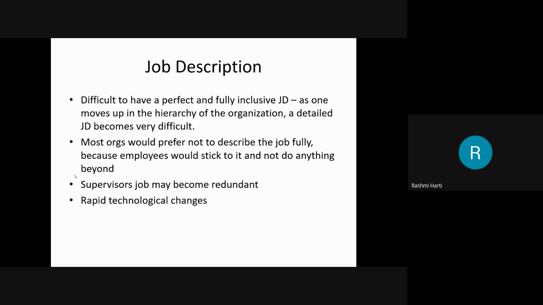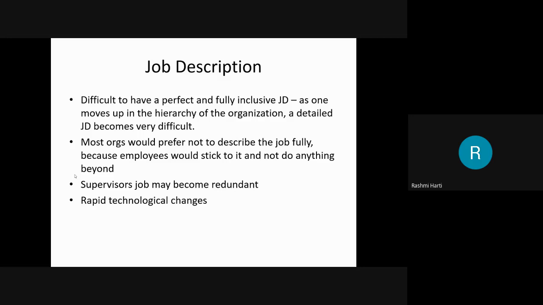Job description is nothing but... it is very difficult basically to have a perfect and fully inclusive job description. You cannot have a perfect and fully inclusive one, that means everything is included in the job description. It may not be possible for a single job. Okay. So what they do is, the minimum things required to do in the particular job are taken, and then that detail is put forth into the job description.